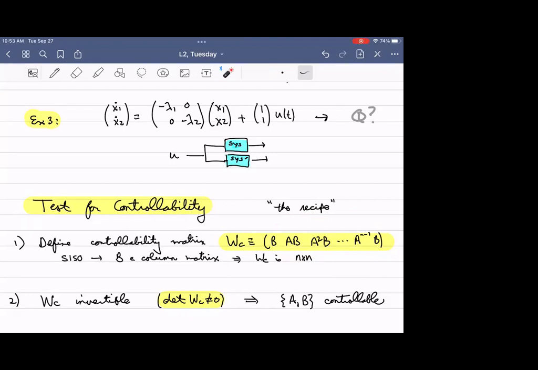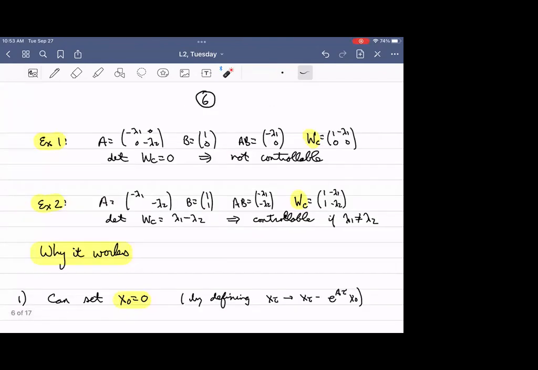So this is the answer. What I'll do is first check that it makes some sense on the examples that we just did, and then try to see where it comes from. So just bear with me on why this works. Okay, so we looked at an A that was -(1, -2), and B.